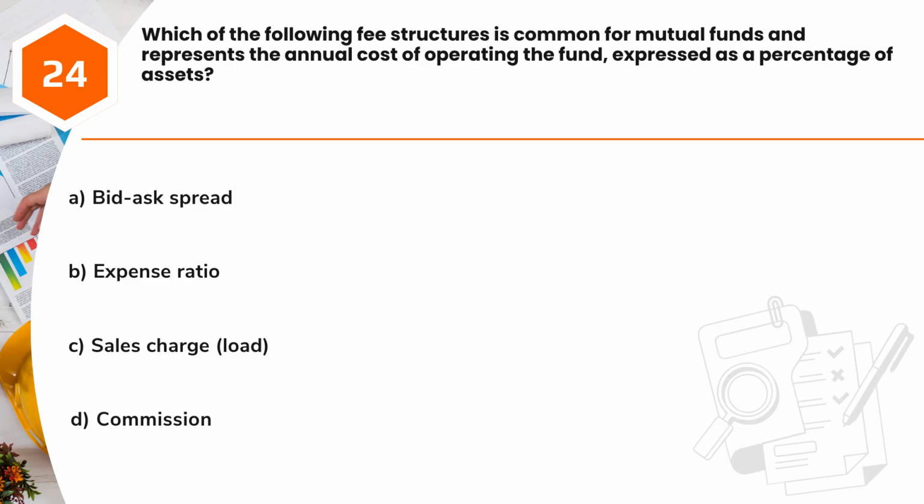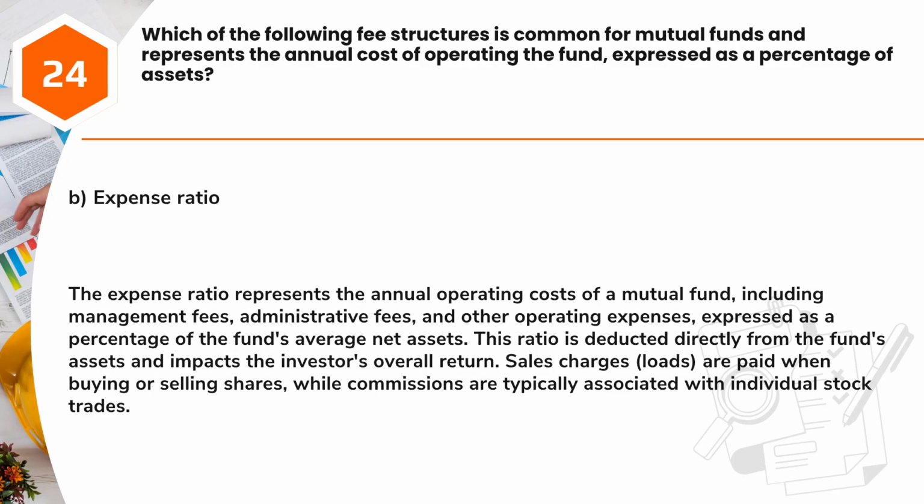Answer, B. Expense ratio. The expense ratio represents the annual operating costs of a mutual fund, including management fees, administrative fees, and other operating expenses, expressed as a percentage of the fund's average net assets. This ratio is deducted directly from the fund's assets and impacts the investor's overall return. Sales charges, loads, are paid when buying or selling shares, while commissions are typically associated with individual stock trades.